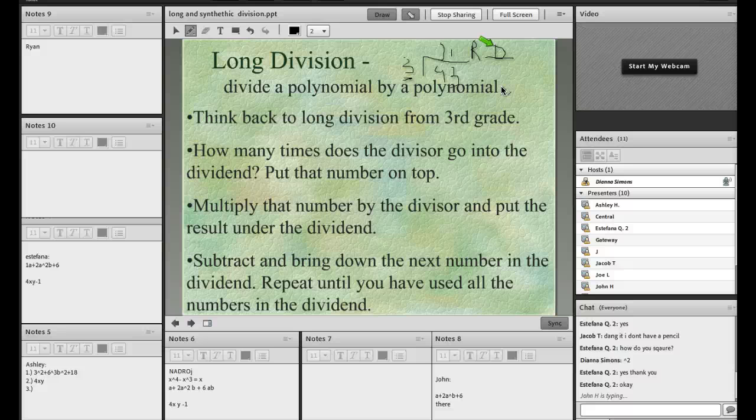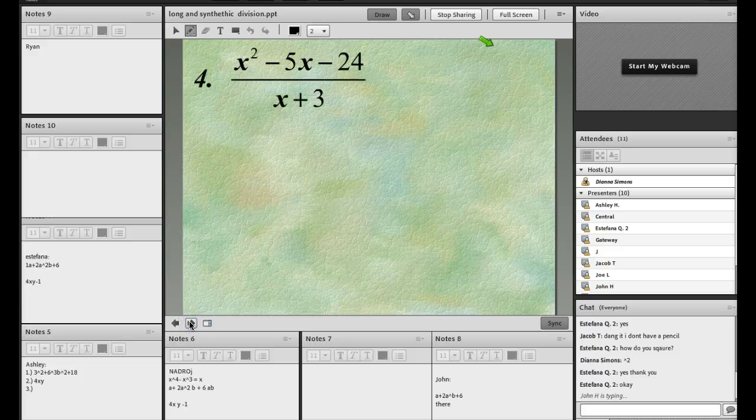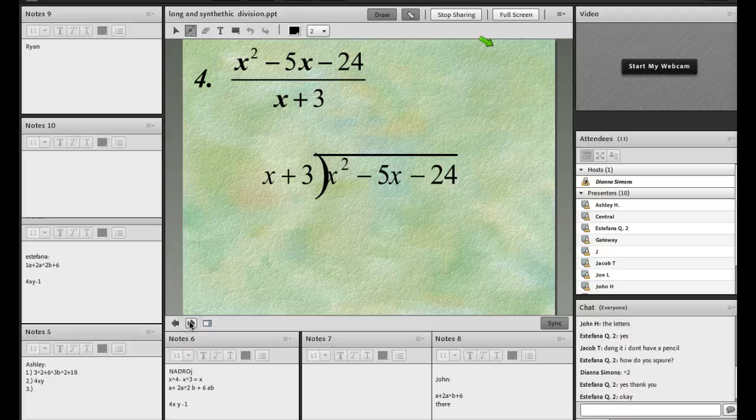The quotient, right? That's the answer. The dividend, that's the number inside, I don't know, call it the house. And then the divisor is the one on the outside. Okay. So we're going to do the same thing. The difference is there's just a little bit more to multiply. Okay? So this is an example, and then you guys are going to do one.